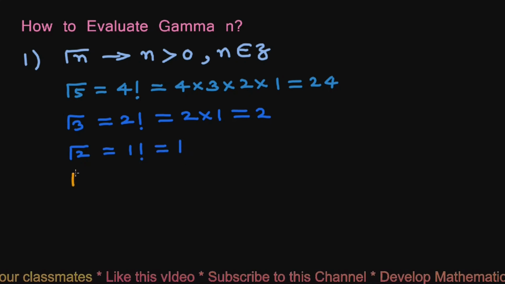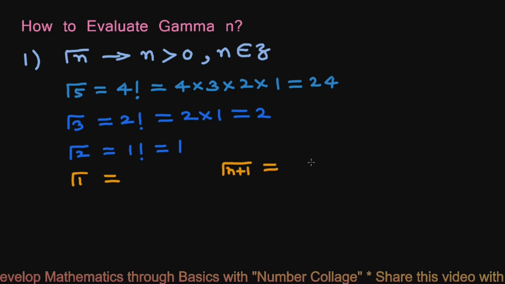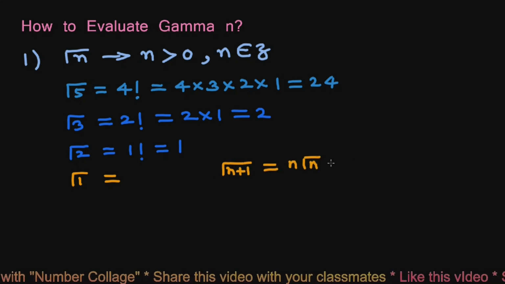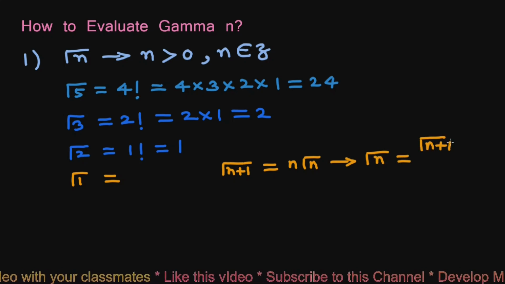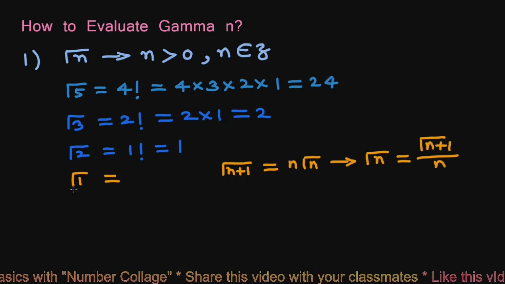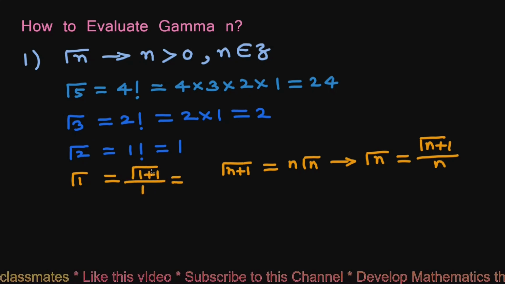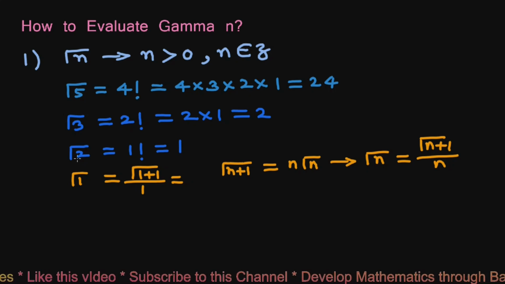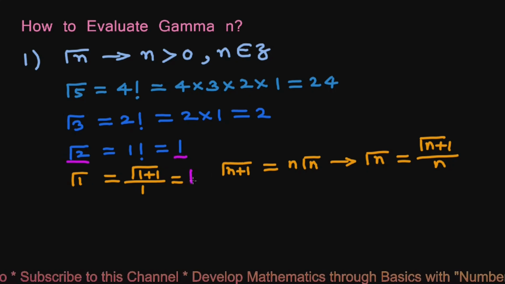In order to calculate gamma 1, we have gamma n plus 1 equals n into gamma n. That means gamma n will be gamma n plus 1 upon n. Accordingly, gamma 1 will be gamma 1 plus 1 upon 1. That will be gamma 2 upon 1. But gamma 2 is 1. So gamma 1 will also be 1.